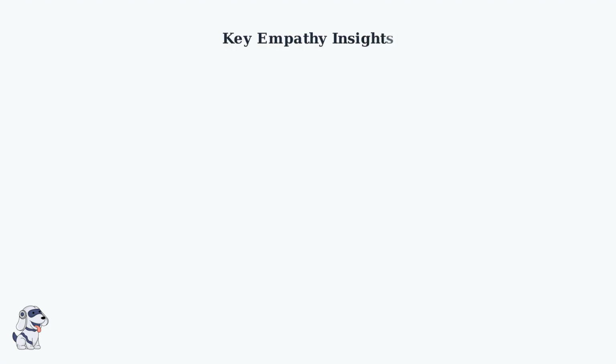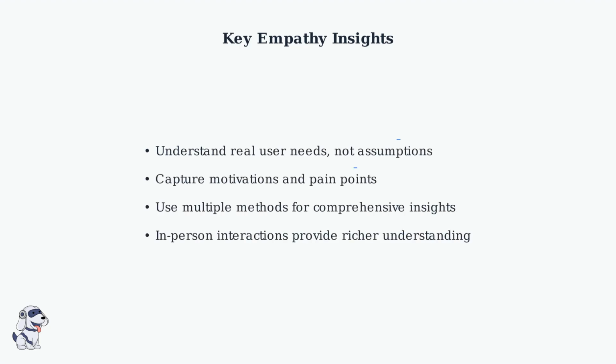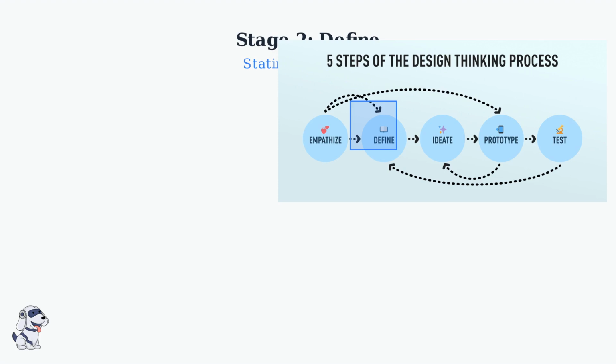The empathize stage is crucial because it ensures your solutions address real user needs rather than assumptions. In hybrid work environments, prioritizing in-person interactions during this stage can provide richer, more nuanced insights into user behavior and emotions. After gathering empathy insights about users, the define stage transforms those observations into a clear, actionable problem statement.